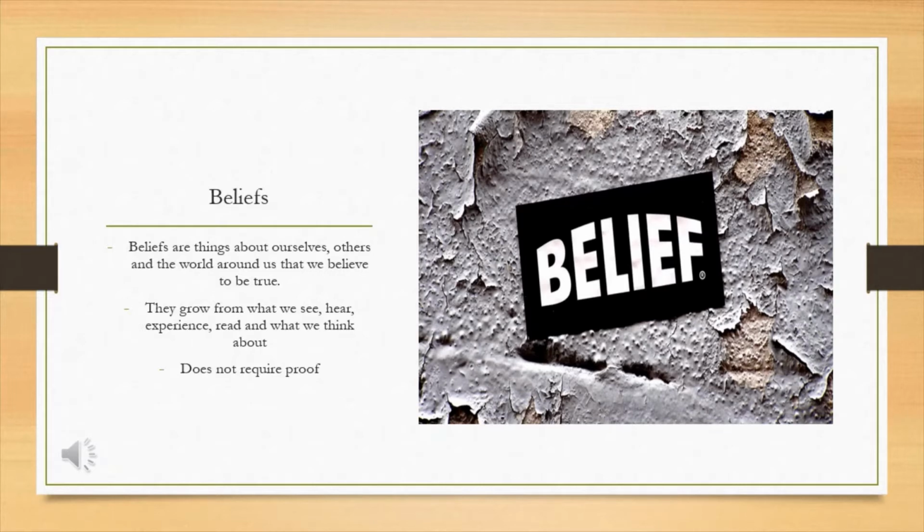All right, so what this means is that values stem from beliefs, meaning that beliefs are things about ourselves, others, and the world around us that we believe personally to be true. They grow from what we see, hear, experience, read, and what we think about. They don't require any proof. Beliefs usually start very early on in life, and as the belief grows, it usually turns into a value. For example, if you believe that in order to do well in life, you need to go to school, get good grades, then education is most likely going to become an important value in your life.